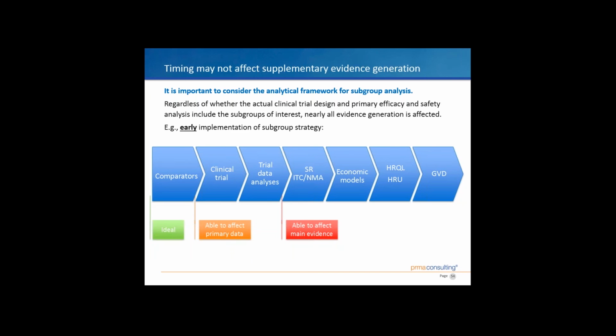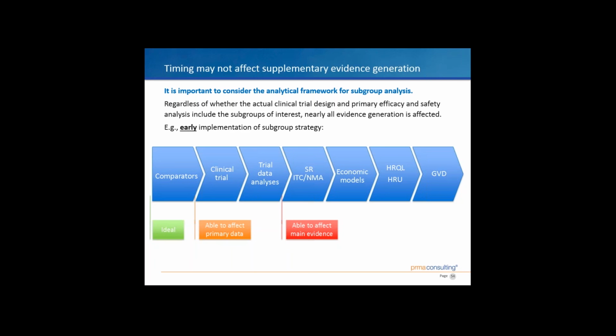What I've got up on the screen now is an example of "early", and like I said, early is good. Ideally, it is so early that the manufacturer can determine what the appropriate comparator is, or what the appropriate comparators are, and the clinical trial and the trial data analysis can reflect that. Each point after that, you still have the ability to affect the trial design, even by protocol amendment. If that's an opportunity that's available, it can be a very good one.